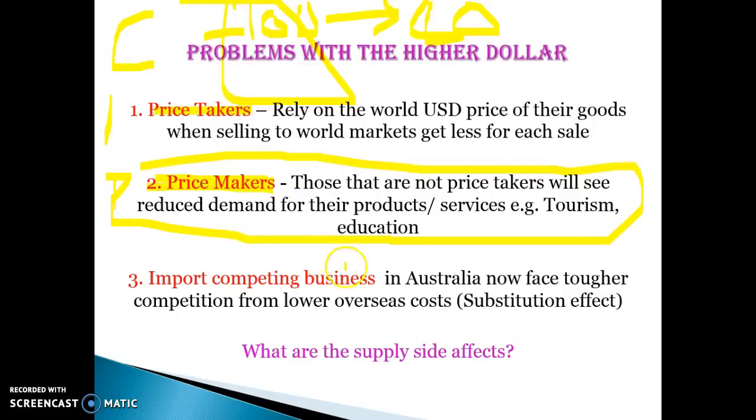And the other sufferers are the import competing businesses, because they now face tougher competition from lower overseas costs, or the substitution effect will mean people buy cheaper imports. That's all the demand side effect, and it's all negative with a higher dollar, and you need to be able to extrapolate that to the impacts of a lower dollar, which will obviously be positive. There'll be more exports because we're more competitive. There will be higher consumption, higher investment spending, and we're seeing that with tourism and education at the moment.